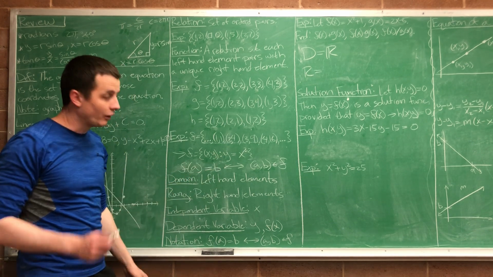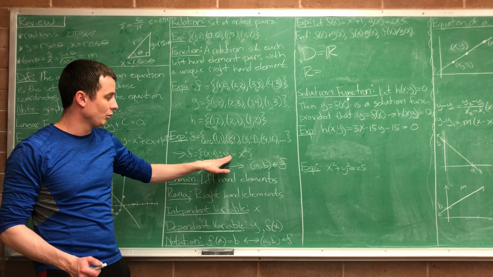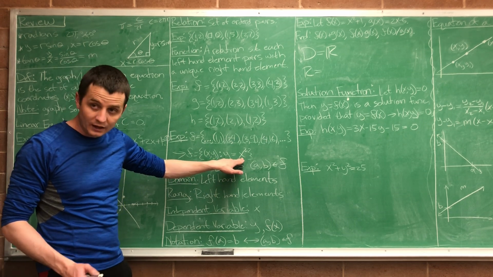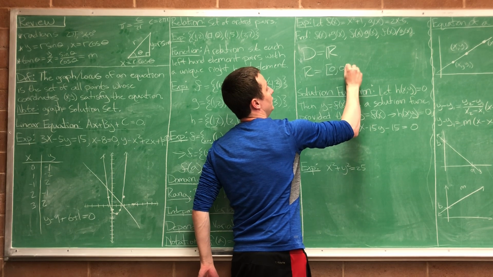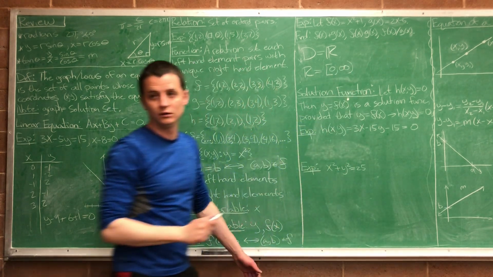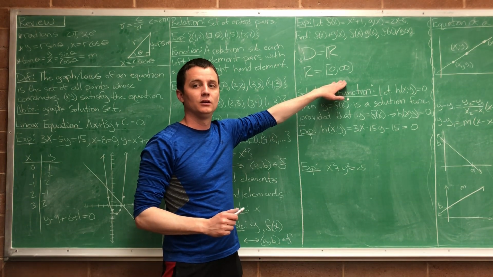There is one. There isn't one. So if I have x squared is equal to y, or y equals x squared, then the range is going to be all the numbers from 0 to infinity. Have you seen that notation before? With the parentheses and the brackets.